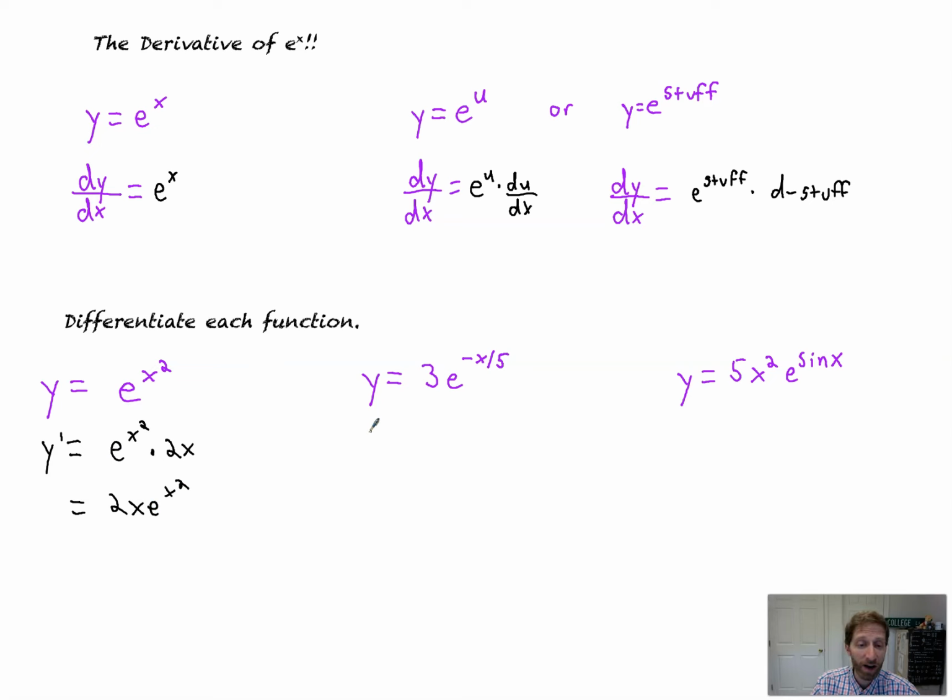All right, this one right here. Keep the 3 just chilling. It's a coefficient. Then we've got e to the stuff, d stuff. e to all of that junk times the derivative of minus x over 5. Well, that's like minus 1/5 x. The derivative of that is minus 1/5. We'll combine everything together. 3 times negative 1/5 is negative 3/5 e to the minus x over 5. Oh man, that's nice.